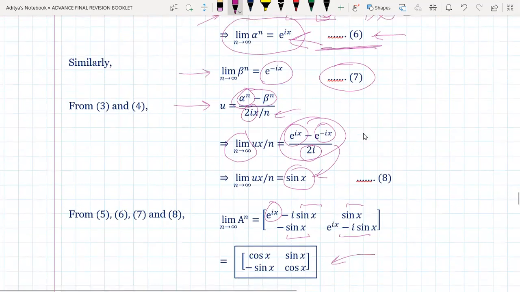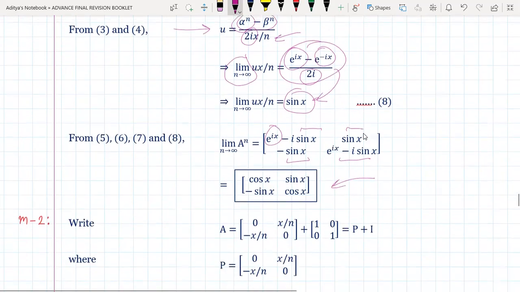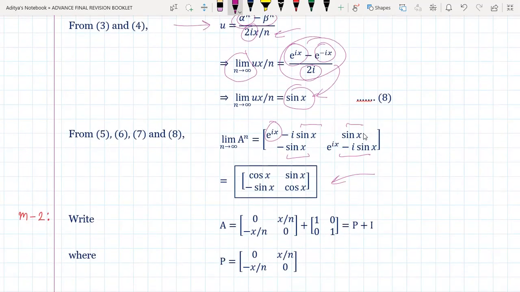Okay. Now let's see method number 2. Method number 2 relies on basically splitting the matrix A in this manner. So this matrix plus the identity matrix. So basically what we are doing is this matrix we are calling P, and obviously this is I.